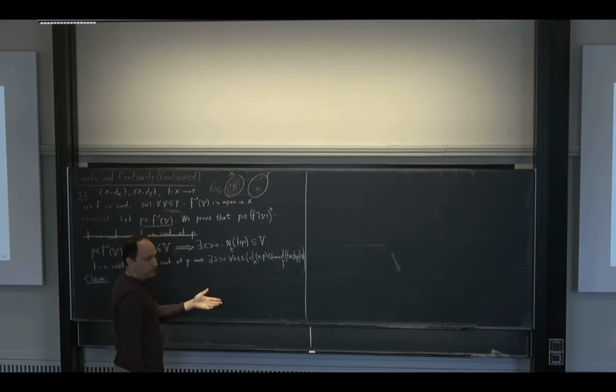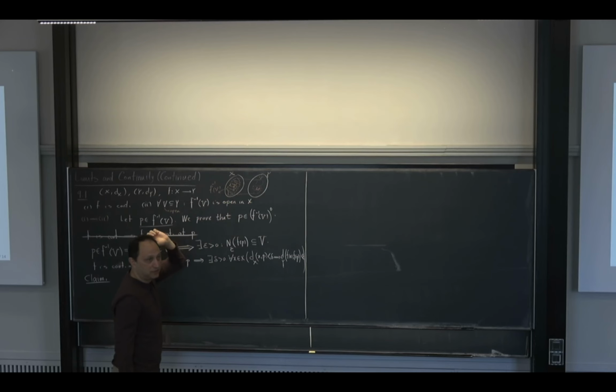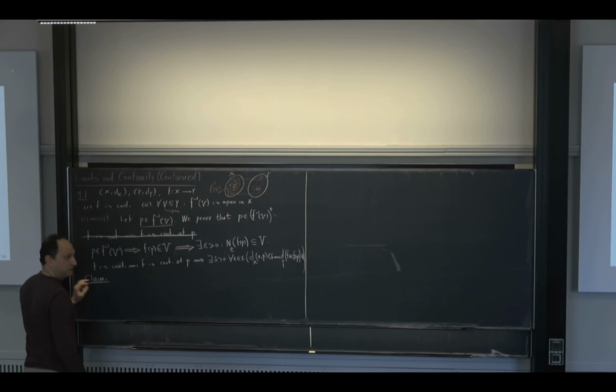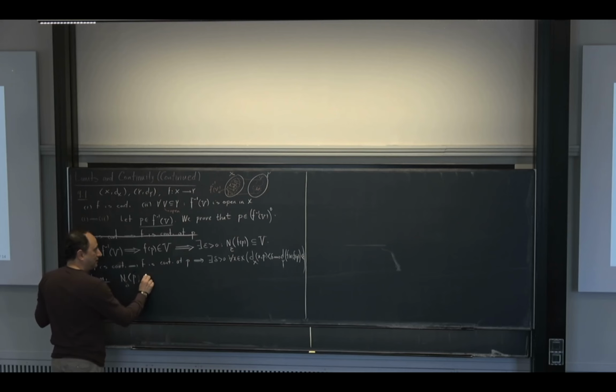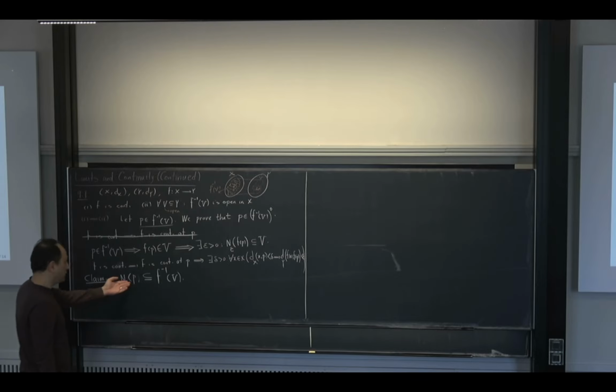Now I want to finish the proof. What do I need to finish the proof? I want to show that this delta is the appropriate radius around this point that I was looking for. So the claim is N of P with radius delta is a subset of F inverse V. Yes? Because if I can prove this, I am done. That's the meaning of being an interior. So I want to prove this.